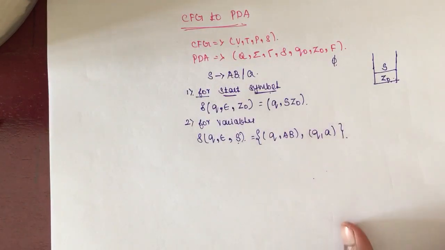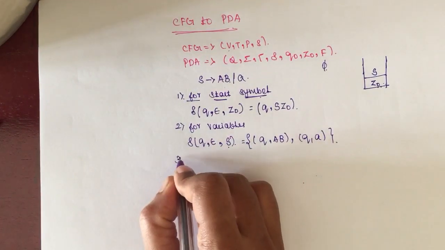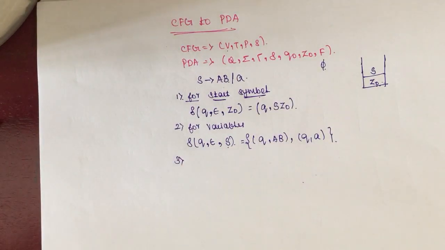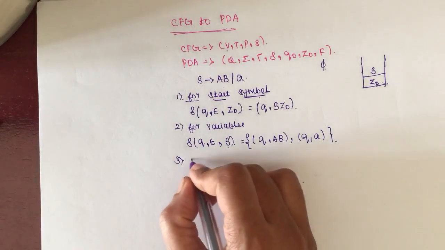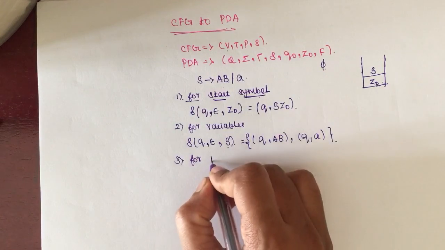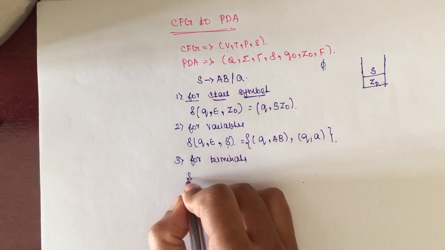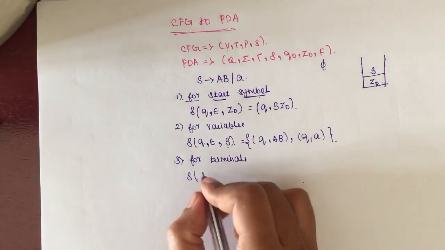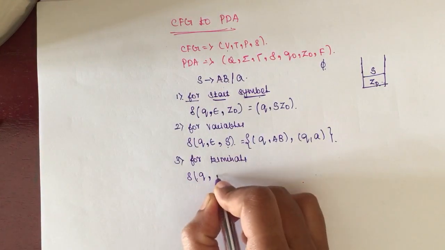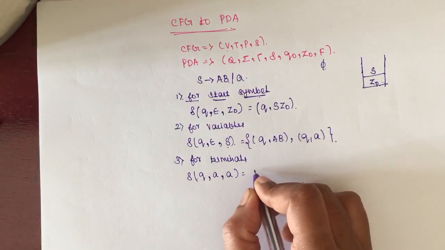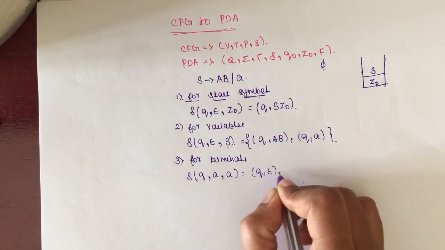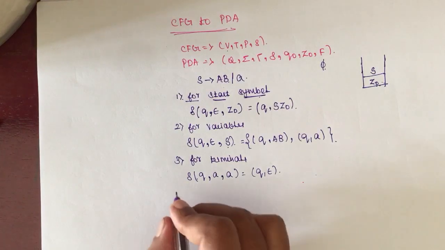Now I have replaced the variable. Now we are just going to pop the elements out. So for all terminals or values, how are we going to write the transition function? In state q, if your stack top element as well as your input element are the same, we are supposed to do the popping operation. This is the third step.